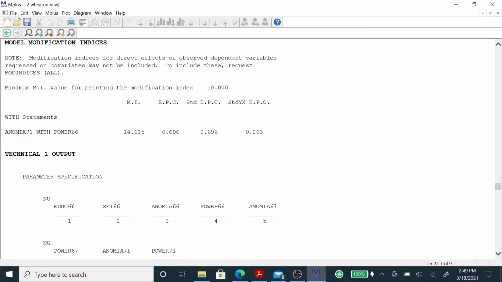I'm going to turn to model modification indices, and here's all we have. 1, namely, and only 14 as compared to earlier. I think we had something in the 50s. And this is between anomia in 71 and powerlessness in 66. So the last and the first time point and different indicators doesn't make much sense, perhaps. So we ignore that quite simply. All right, so that shows the new way of analyzing the Wheaton et al. data.